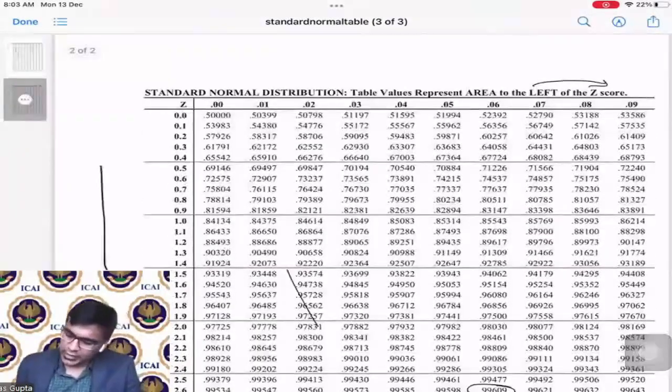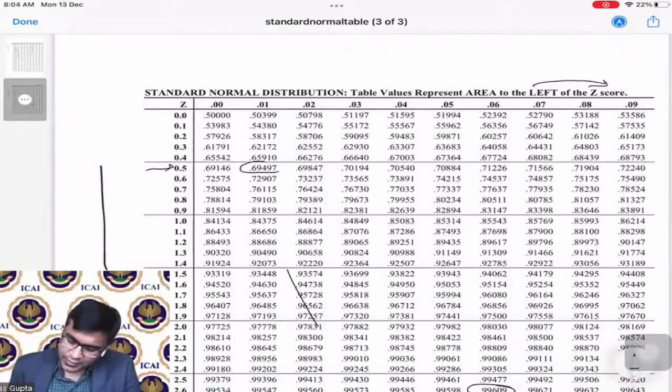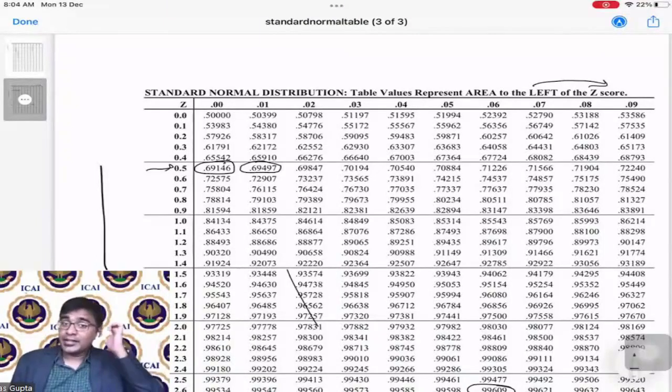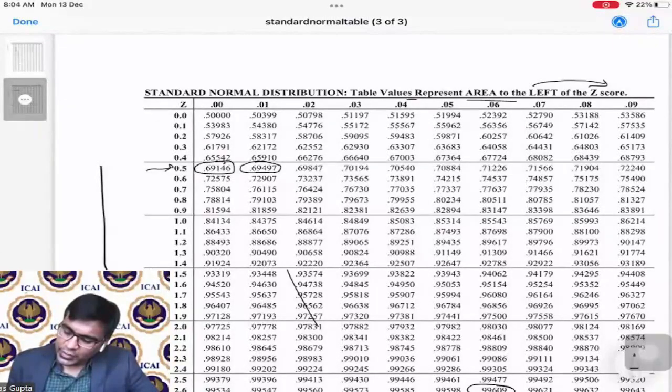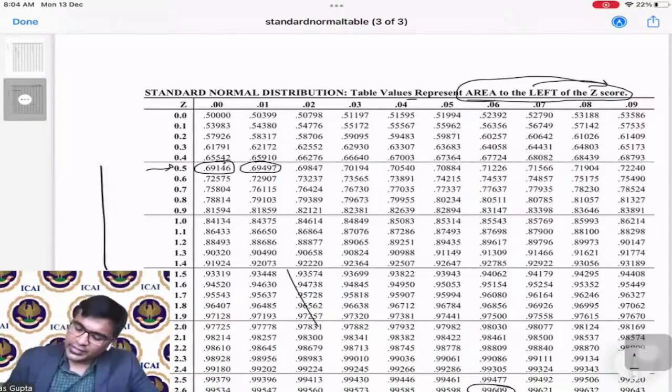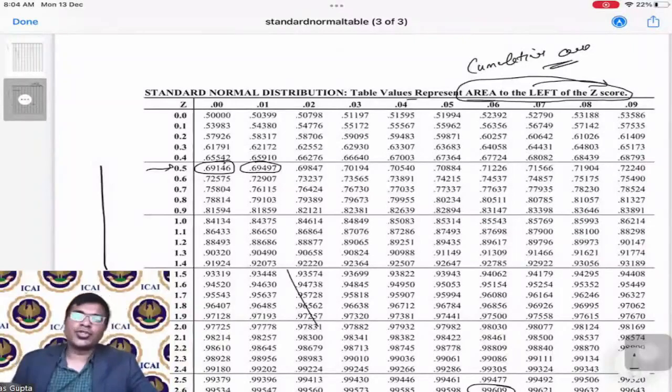If you need to refer to the standard normal distribution table, see, this is 0.5, correct? So 0.51 is this, correct? And 0.50 is this value. Just before reading the data from here, read the top. It says that table values represent area to the left of the Z-score, which is what we need. This is called the cumulative area, correct? If it was one tail or two tail, we would need to convert it as per the process we have discussed.